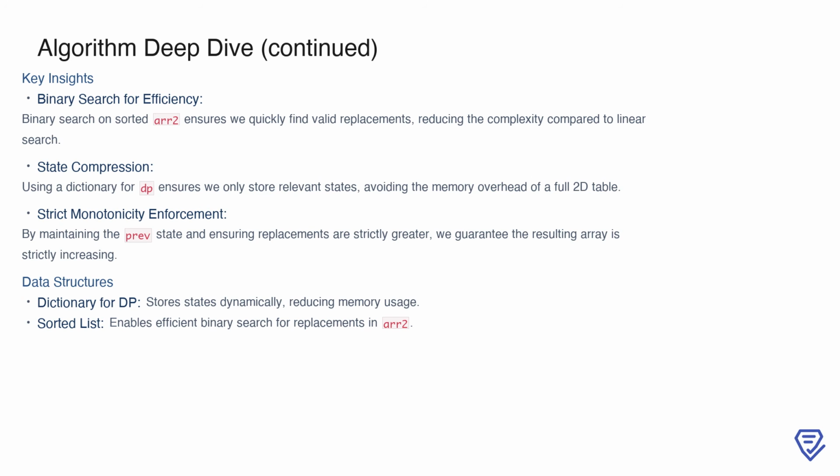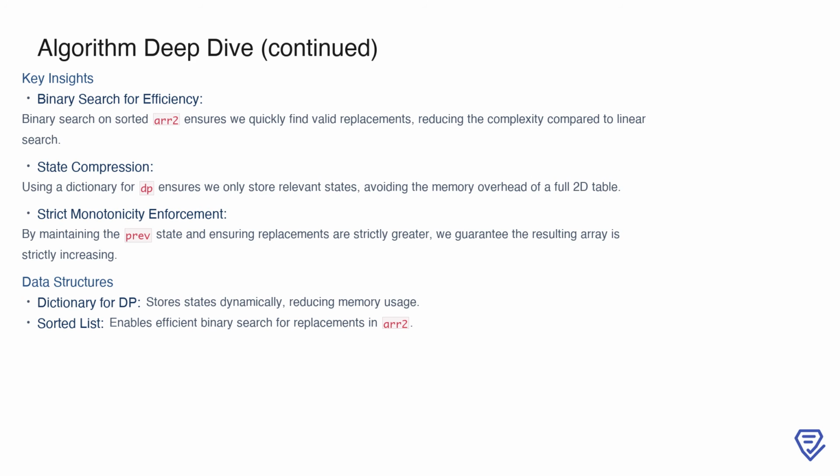Finally, strict monotonicity is enforced by tracking the previous state and ensuring that any replacement from ARR2 is strictly greater than the previous element. These components work together to guarantee that the resulting array is strictly increasing while optimizing both time and space. For data structures, we rely on a dictionary for dynamic programming, which dynamically stores states as needed.